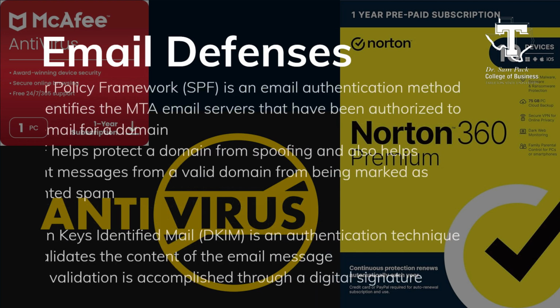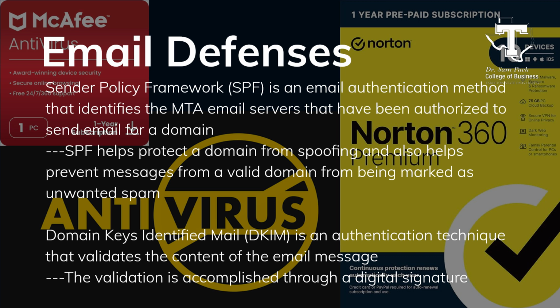SPF and DKIM warrant a little more discussion. Think of SPF as a bouncer for your email server. It checks if the server sending the email is legit and authorized by the domain owner. This helps keep out email spoofers and ensures real emails aren't wrongly flagged as spam. DKIM is like a digital seal of approval. It adds a signature to your email that verifies the content hasn't been tampered with and confirms the sender's authenticity.